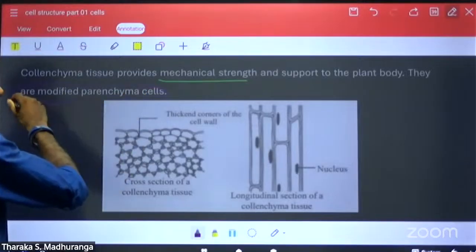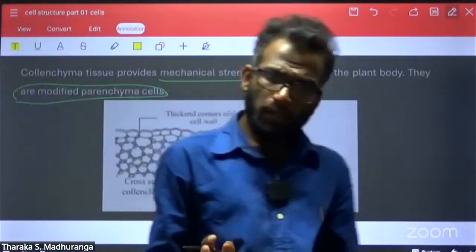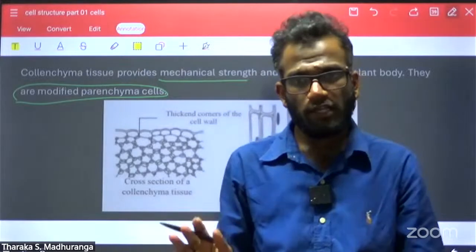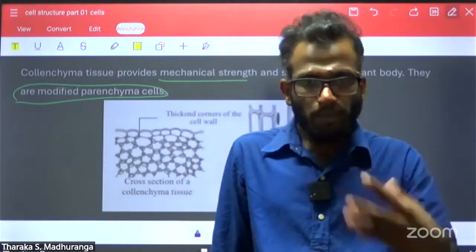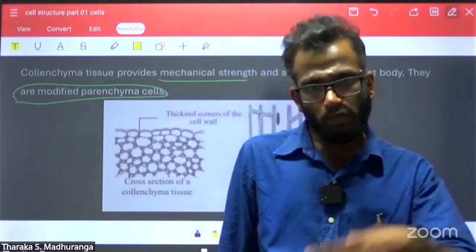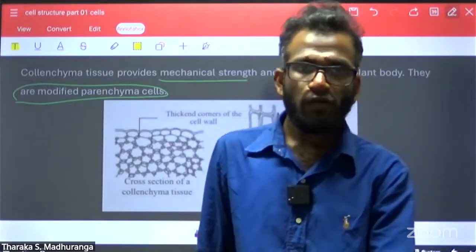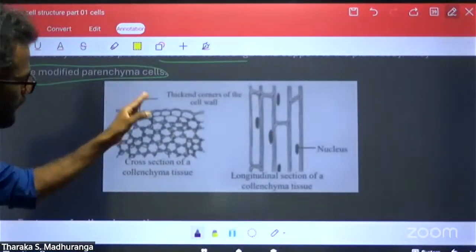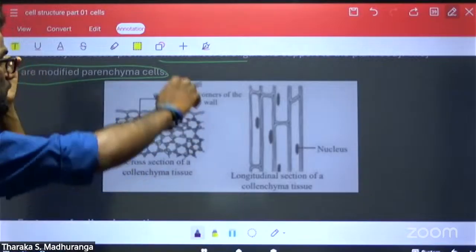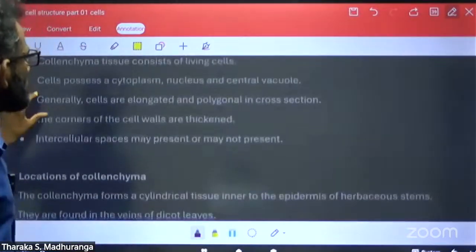When the part is immature, parenchyma is present. Then when the part matures, parenchyma is modified into collenchyma. You can see the shape is the same, but I'll explain the structure.